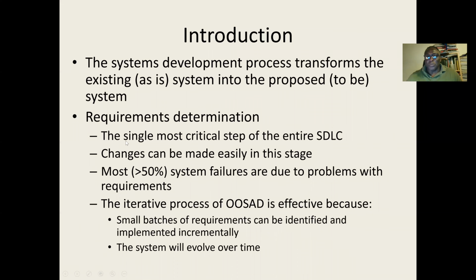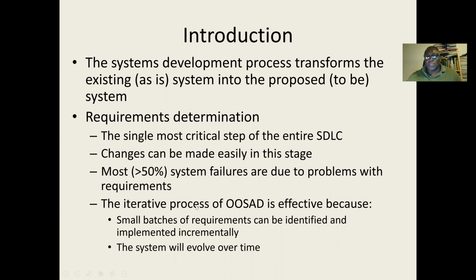And we also say that most of the time, over 50% of system failures are due to problems with the requirements. The requirement phase is where we normally get the information about the system, what the system will do, every activity the system will perform. So if we don't get the right information about all the activities that the system will perform, we are doomed to fail in the project. So requirement analysis is one of the critical steps in the whole process of software development.